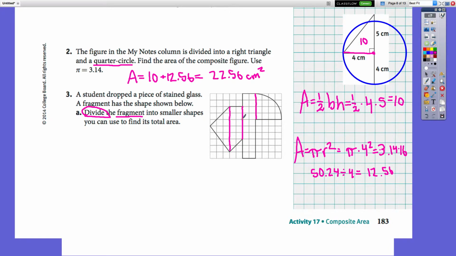Now, of course, we could split this up into smaller rectangles, all right? We could split this down here into another triangle. That is all fine, as long as each shape that you end up with is an actual shape that we have a formula for. So again, triangle, triangle, rectangle, rectangle, rectangle, quarter circle. All of these are shapes that we can use to find an area.